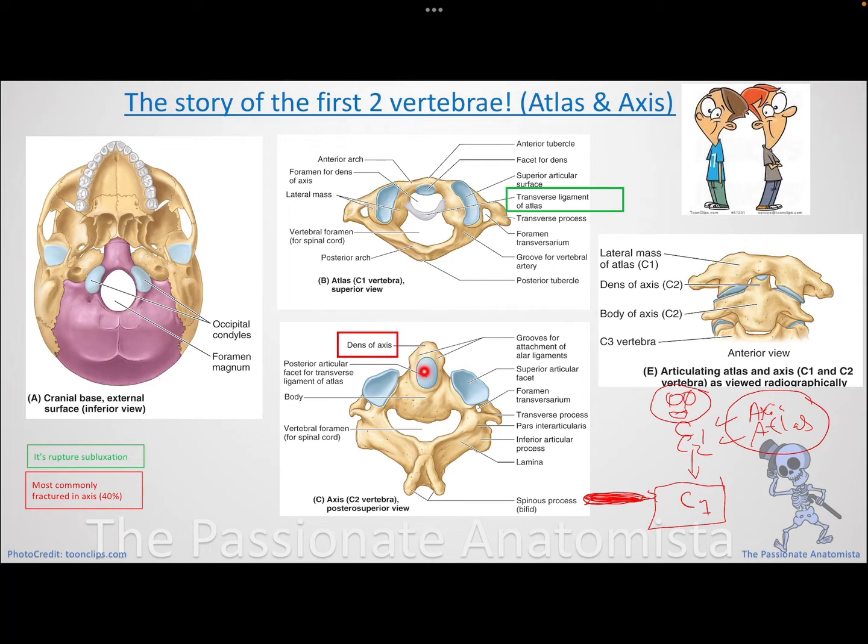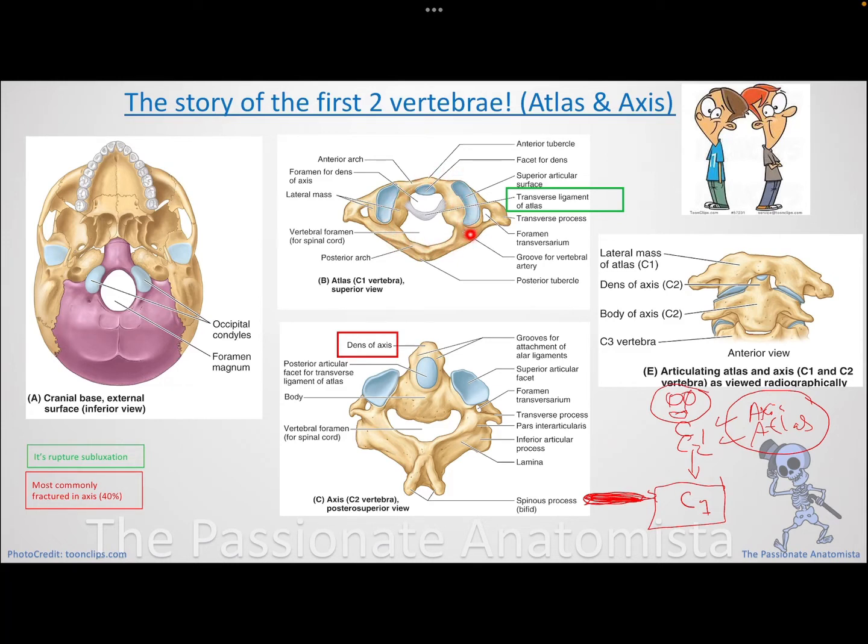But please, in the exam, don't write the body of the atlas. You need to say the dens of the axis, or you can say the odontoid process. Don't say the body. I'm just trying to help you remember the features of C1 and C2. So here we don't have a body. Other than that, we have something called lateral masses, okay? The transverse process here is quite different. It does not look like the transverse processes we know. And because we don't have a body, we have these lateral masses, okay? And then we have a posterior arch and an anterior arch, all right?